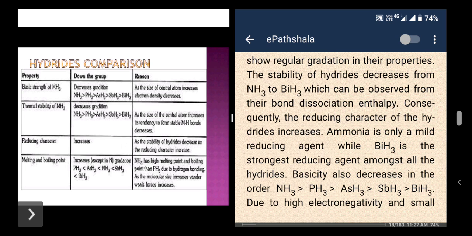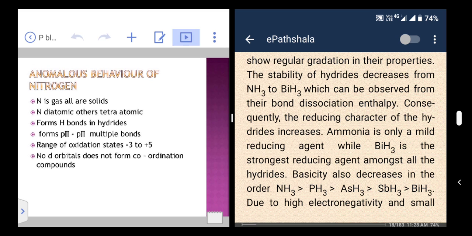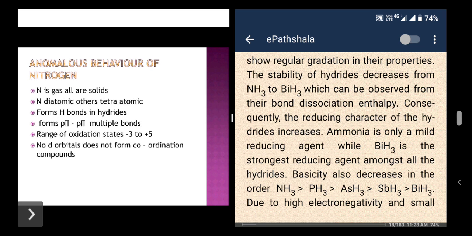The comparison of hydride properties, that is basic strength of MH3 and thermal stability of MH3, is given. Anomalous behavior is the same on both sides. Nitrogen is a gas, all others are solids. Nitrogen is diatomic, others are tetraatomic. Nitrogen forms hydrogen bonds and forms pi multiple bonds. The range of oxidation states is -3 to +5. With no d orbitals, it does not form coordination compounds.